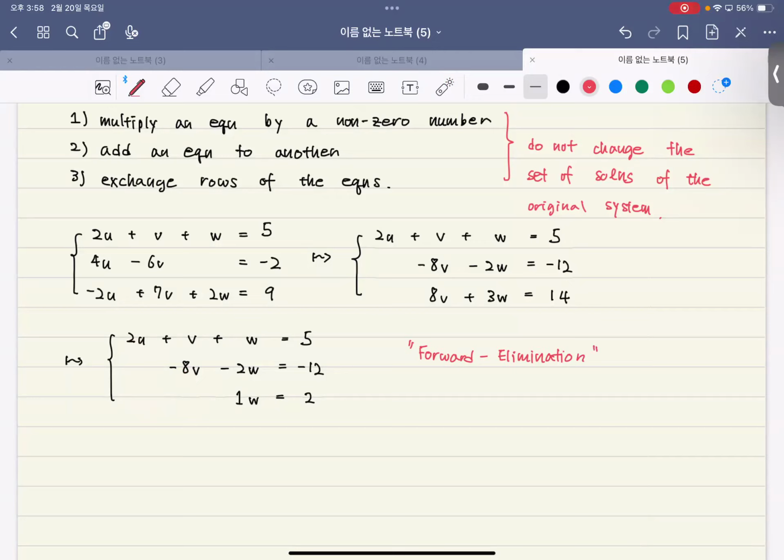So once you're done with the forward elimination, how do you get the solution of this system? Well, this is easy. You must realize that the solution set of this system is the same as the solution of the original one. And in this case, finding a solution is very easy. Let me go back to the very last equation, the equation on the bottom. Then W is clearly 2.